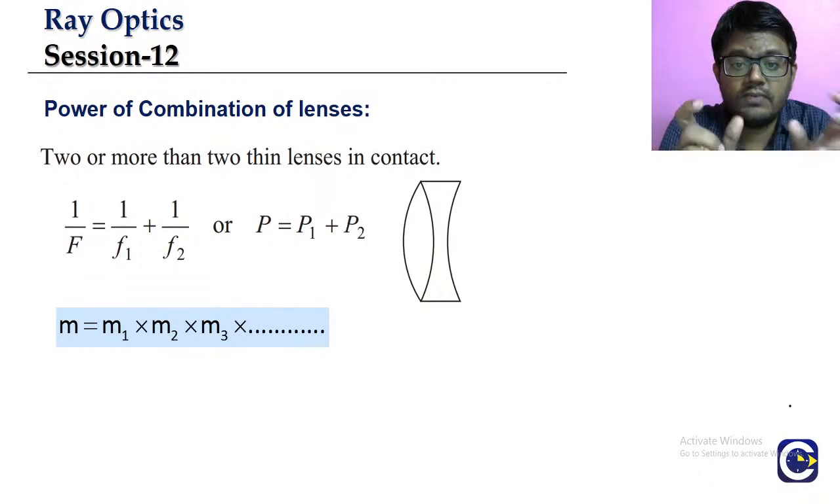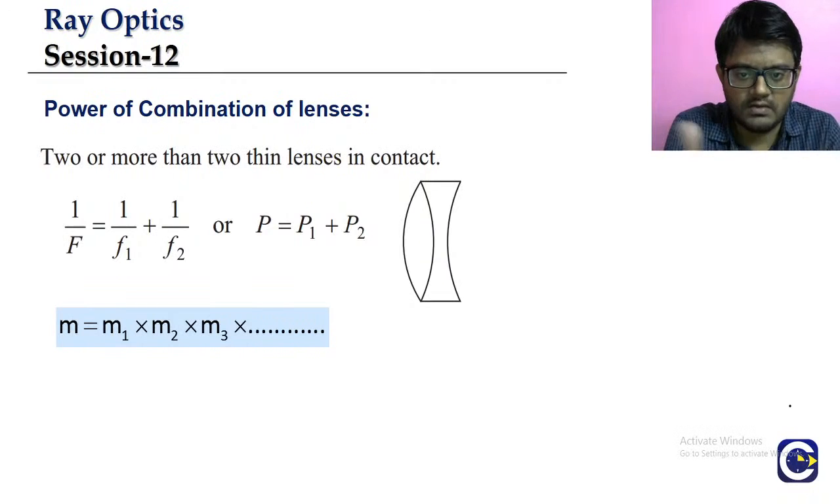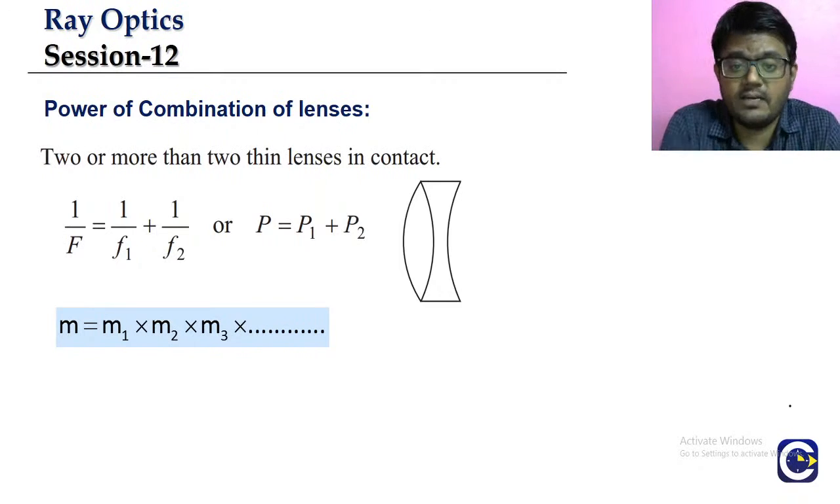Then whatever the corresponding powers, they will add up all these powers, and that will be your overall power requirement of the corrective lens, for your eye defect, myopia or hypermetropia, whatever it is. The power of the corrective lens will be decided based on that.